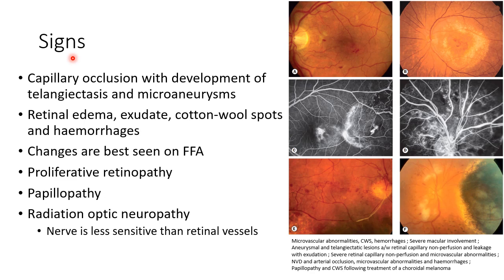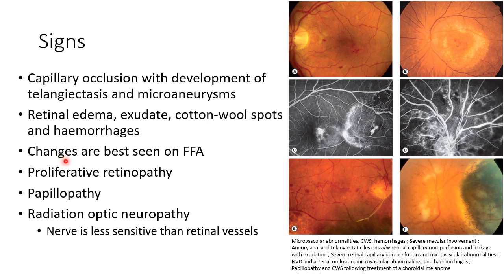Coming to the signs of radiation retinopathy, fundus examination will show capillary occlusion with development of telangiectasias and microaneurysms. There can be retinal edema, exudate, cottonwool spots and hemorrhages. This picture shows a case of radiation retinopathy with microvascular abnormalities, cottonwool spots and retinal hemorrhages. This picture shows a case of radiation retinopathy with severe macular involvement.